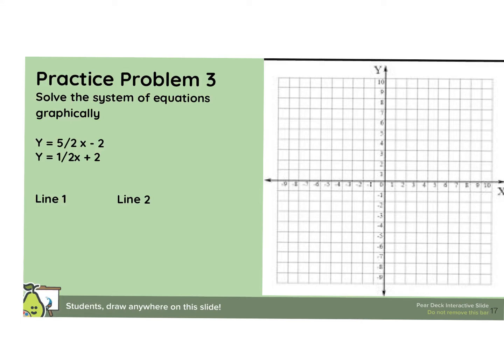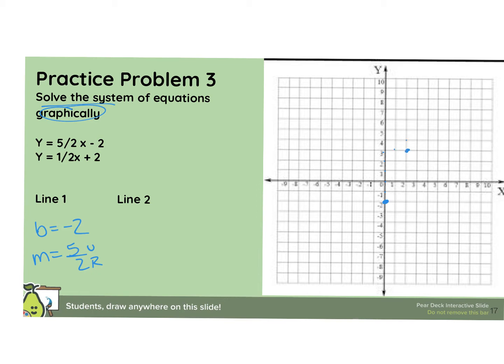Okay, so for practice problem 3, same thing. We're solving by graphing. Line 1, our y-intercept is -2, and our slope is +5/2, which means up and right. So let's go to -2, put it on the graph. Then we go up 1, 2, 3, 4, 5, and to the right 1, 2.